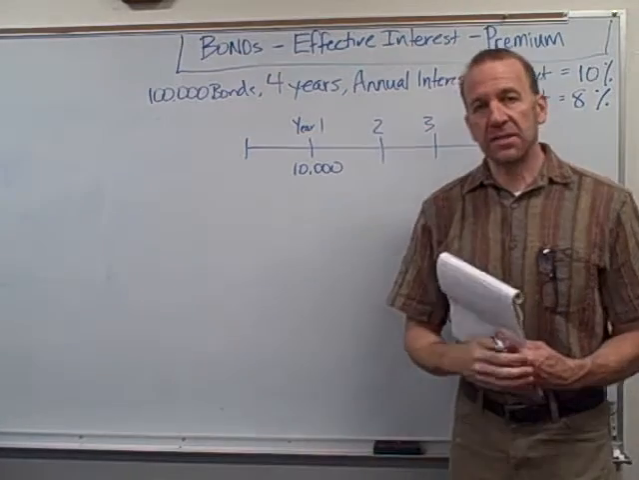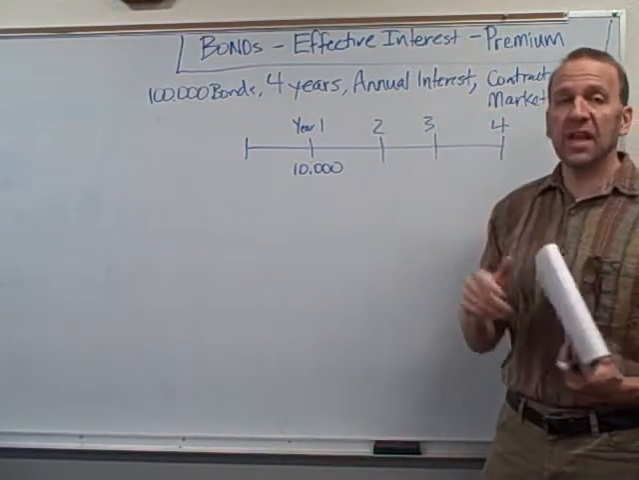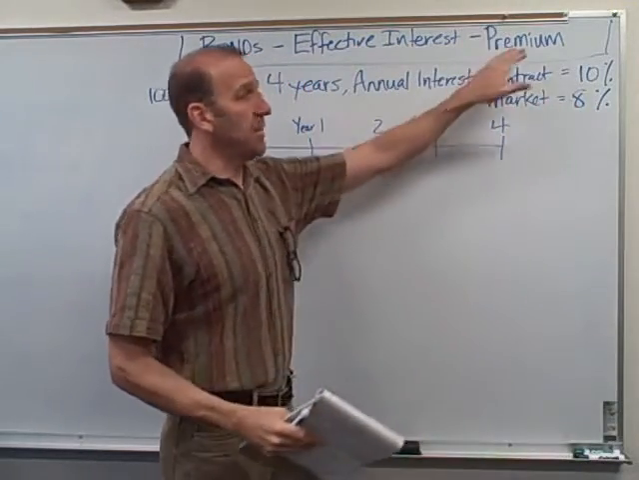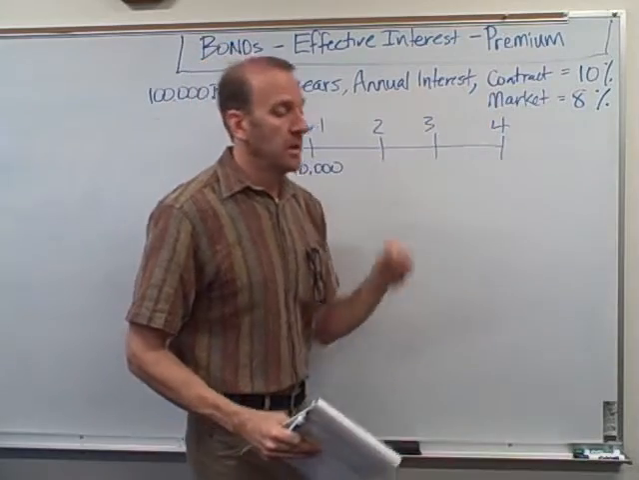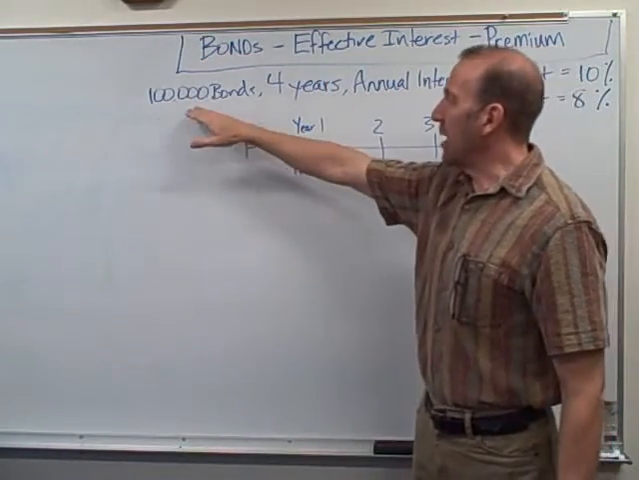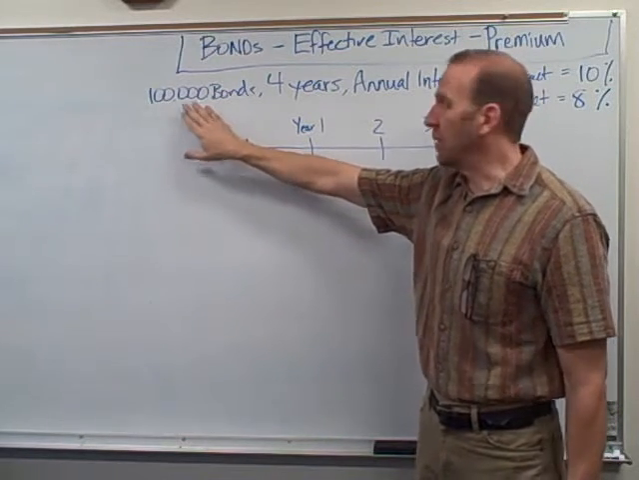Okay, class, I just did a video on the effective interest rate calculation used under the example of a discount. Now we're going to do the same thing, but in this case it's going to be at a premium instead of a discount, all right? So, my example is going to be the same. We've got bonds, $100,000 worth of bonds that this corporation is going to be selling, okay?